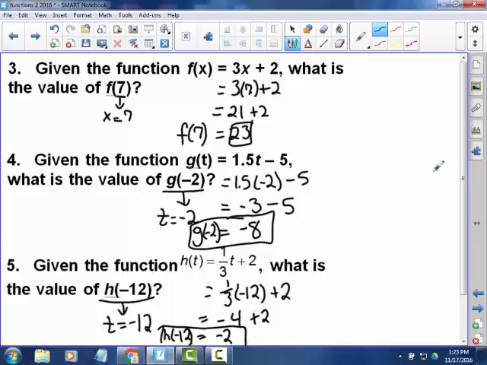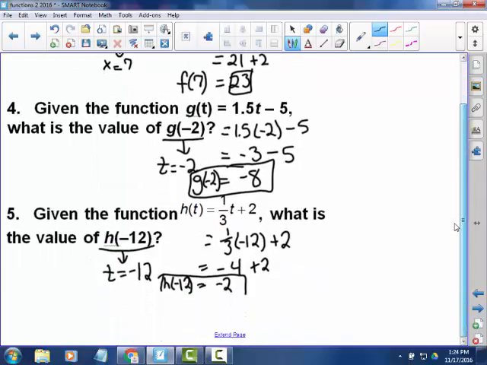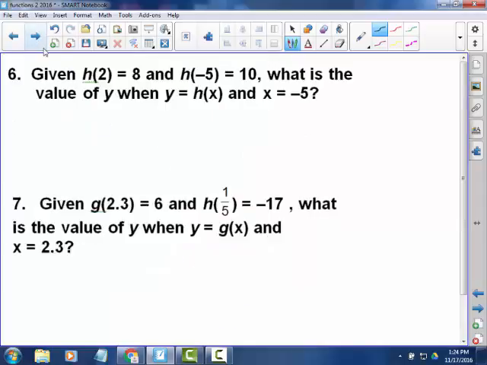All right. Let's move that up just a little so you can get a better view. Let's look at some more examples.